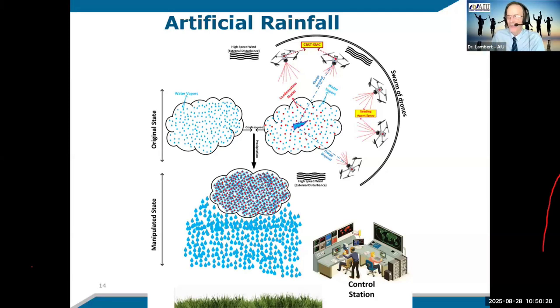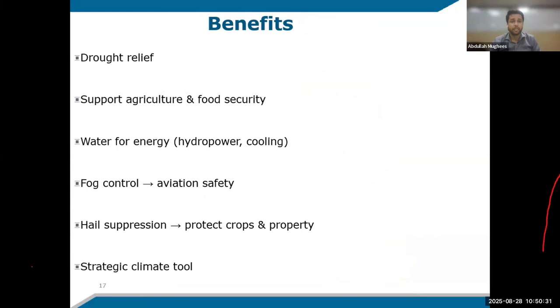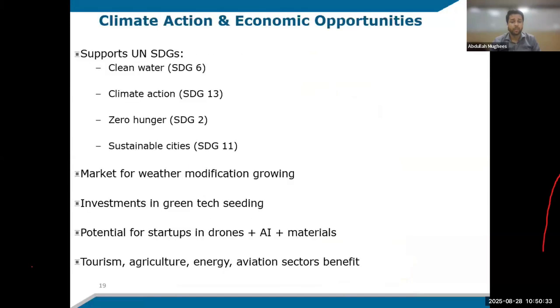And do you feel that artificial rainfall is in line with the Sustainable Development Goals of the United Nations? Yes, definitely. Like I introduced in this slide, let me go ahead. It is aligned with SDG 6, 13, 2, and 11. So it is helping somewhat.